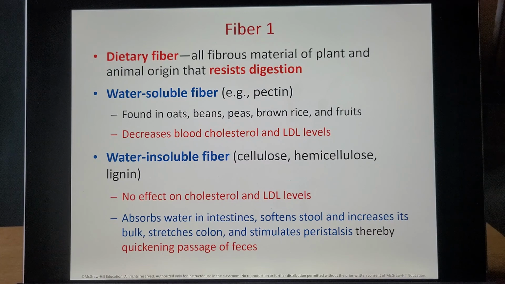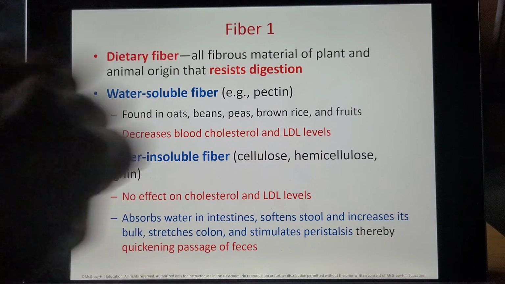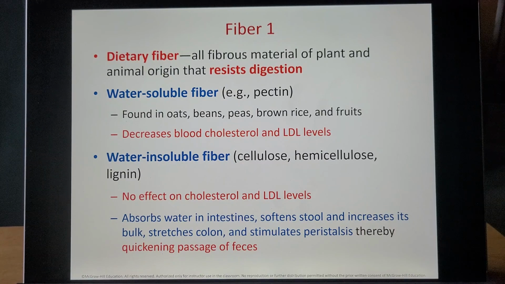And then your water-insoluble fiber, so it's not going to break down in water. That's cellulose and hemicellulose and lignin. No effect on our cholesterol and LDL levels, but their job is to absorb water in the intestines. Basically, this is going to help line everything, keep everything going. So getting your fiber in, that kind of fiber helps to soften the stool, making sure that it's going to pass. It helps to stretch out the colon, stimulate peristalsis, moving the feces forward so you don't end up with constipation. So keeping you regular.